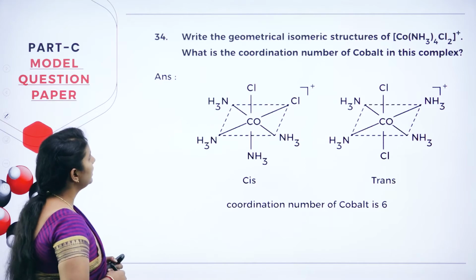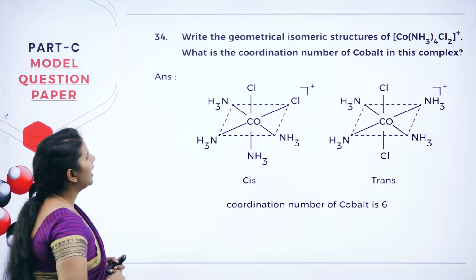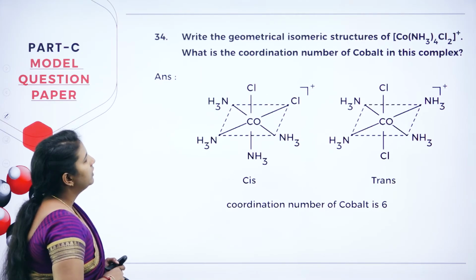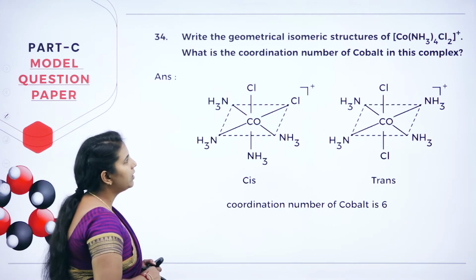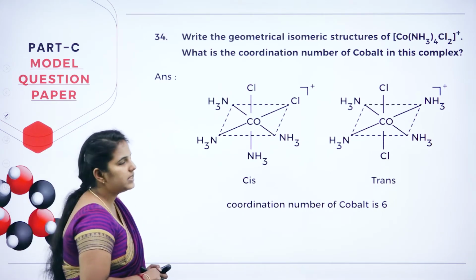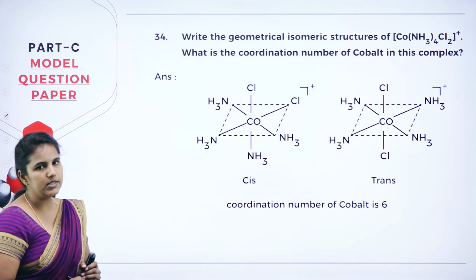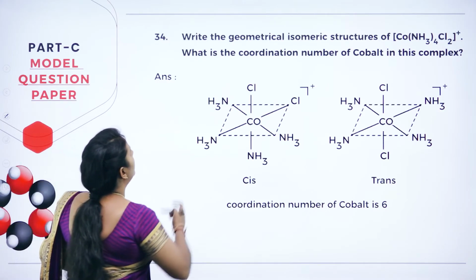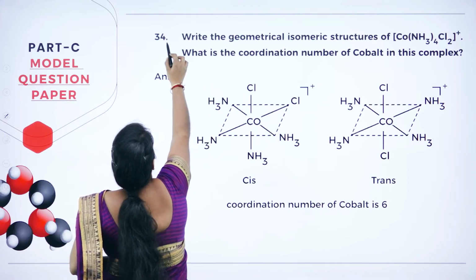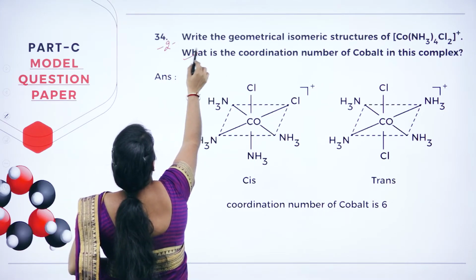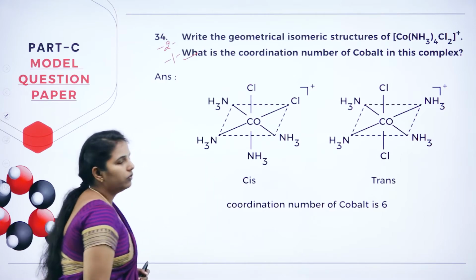Next, we have: write the geometrical isomeric structures of the tetraamminedichloridocobalt(III) ion. What is the oxidation number of cobalt in this complex? First of all, for writing the first answer, you will get 2 marks, and writing the second one, you will get 1 mark.